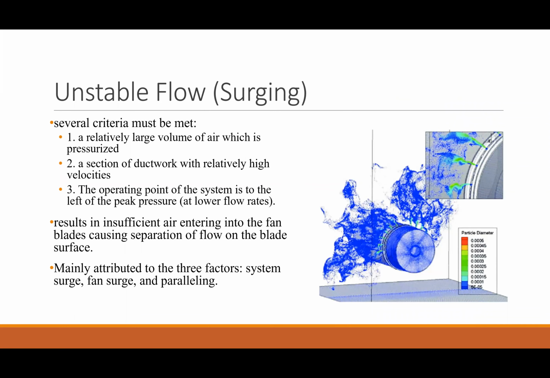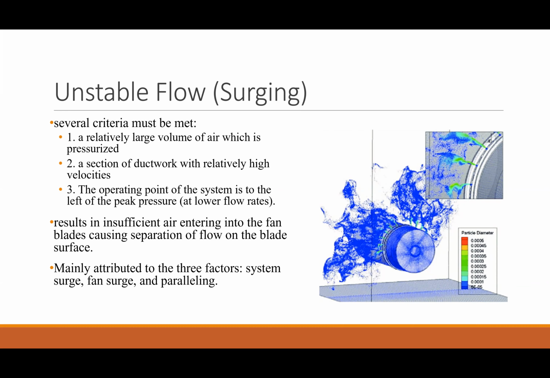The other cause of unstable flow is surging, for which several criteria must be met. First, there must be a relatively large volume of air which is pressurized. There must be a section of ductwork with relatively high velocities, and the operating point of the system must be to the left of the peak pressure at lower flow rates.